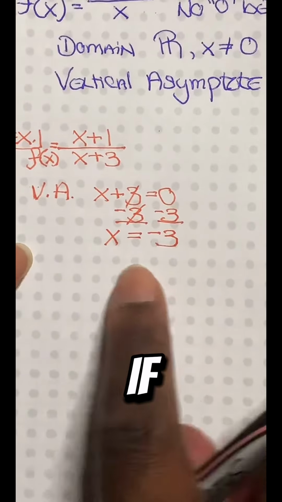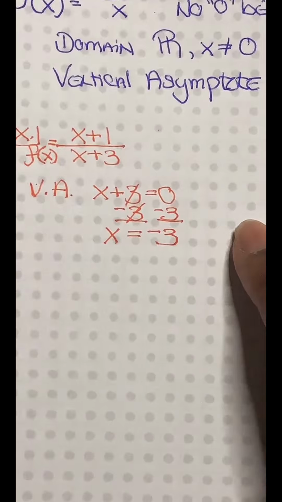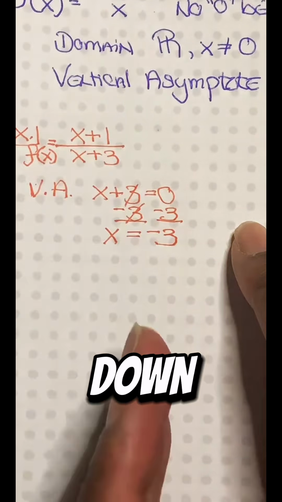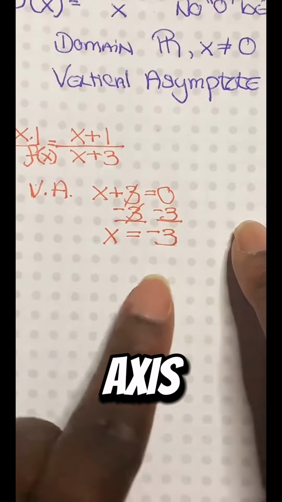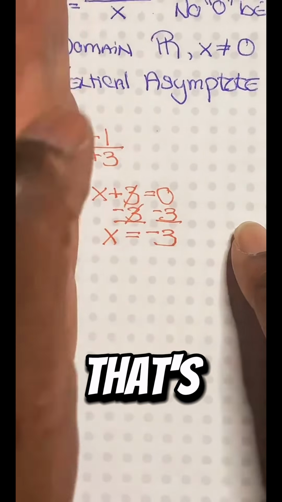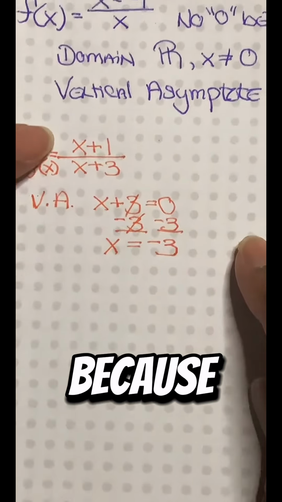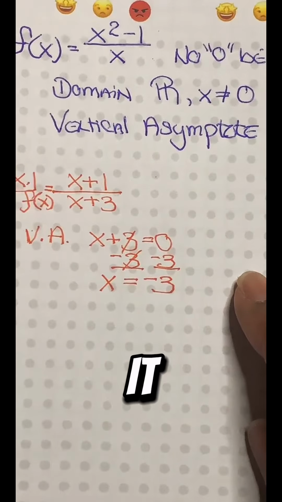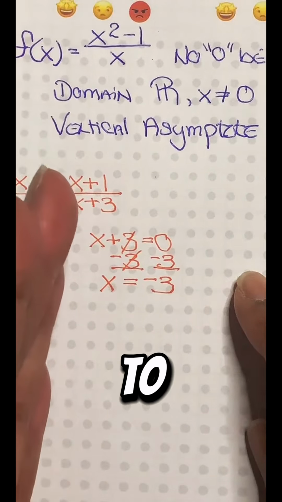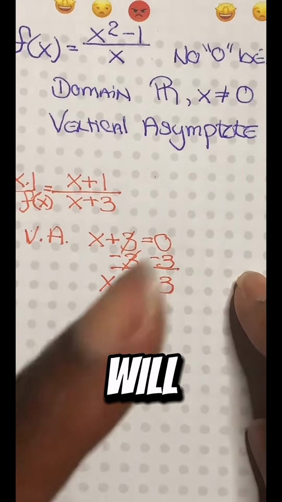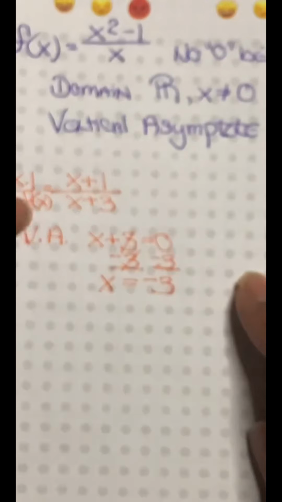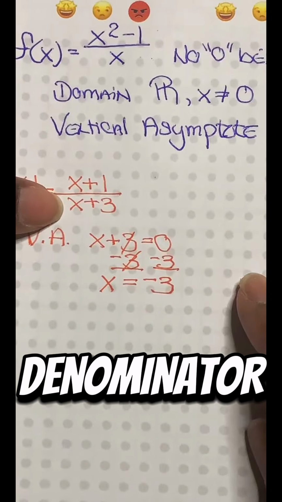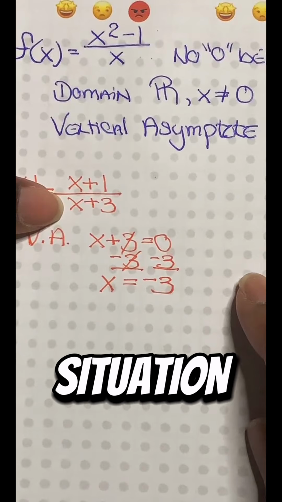So that means if I were to draw this graph, I'm going to have a vertical line, okay, vertical up and down, crossing the x-axis at -3. That's going to be the boundary, because the graph of this rational function can get as close as it can to that x equals -3, but it will never equal -3, because that -3 is what will make my denominator into an undefined situation.